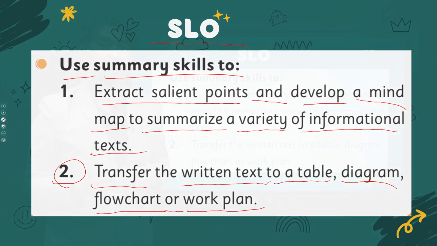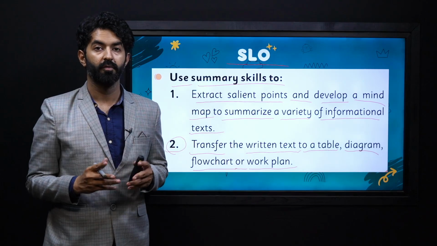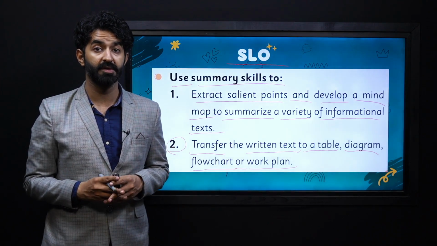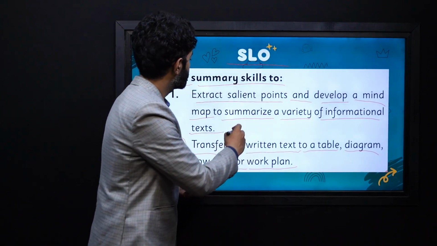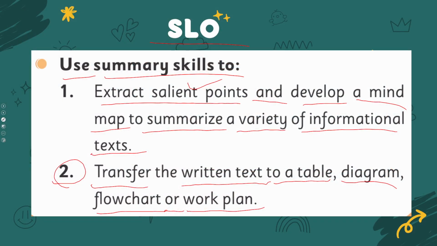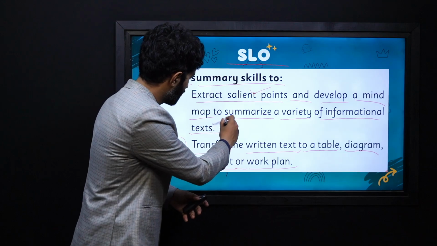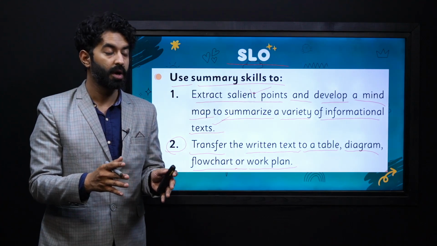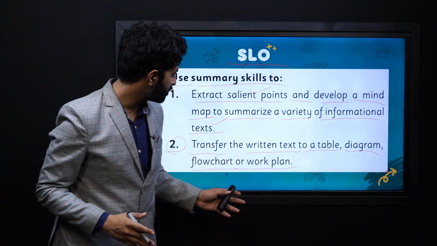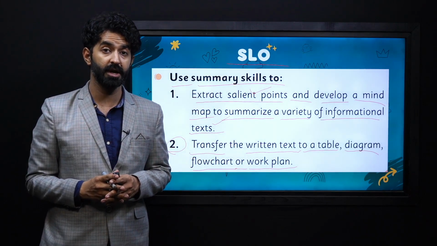So my dear learners, this SLO is all about summary writing. We will be developing our summary skills in this video lesson, and now we will be seeing how we can extract important salient points, and we will develop a mind map to summarize a variety of informational texts. Also, we will see how we can transfer the written text to a table, diagram, flowchart, or work plan. So these are the things we are supposed to do today in this lesson.